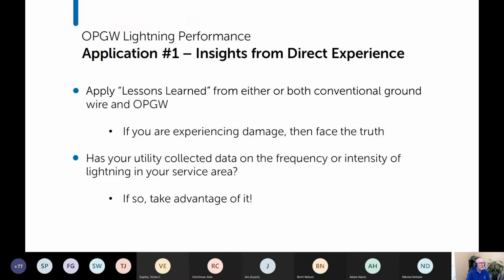But then the question comes up, well, what should you change it to? Hold on, we'll keep talking about things like that. And in the rare case that your utility has actually collected data on the frequency or intensity of lightning in your service area, so not just the isochronic information, but the intensity of the lightning in your service area, how strong were the strokes? You need to take advantage of that.